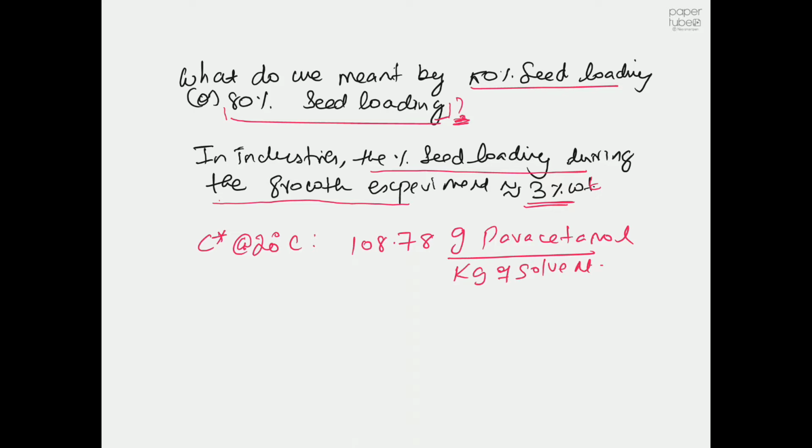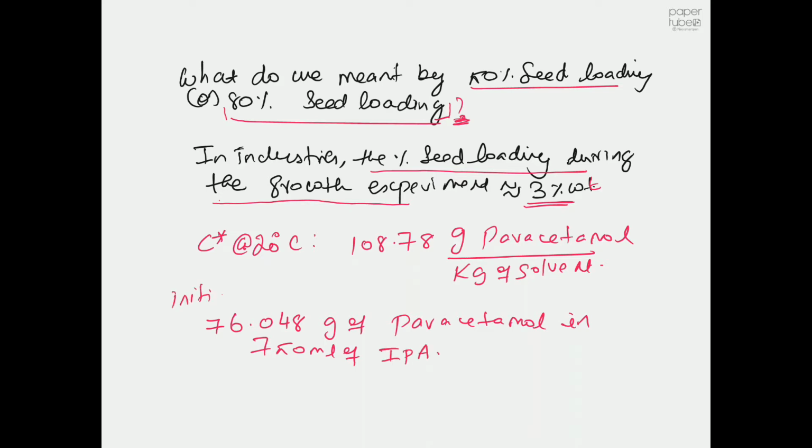and then how much we added in the experiment. For the growth experiment, we added 76.048 gram of paracetamol in 750 ml of isopropanol. So these are your initial experimental conditions. This is your solubility data that we take from literature.